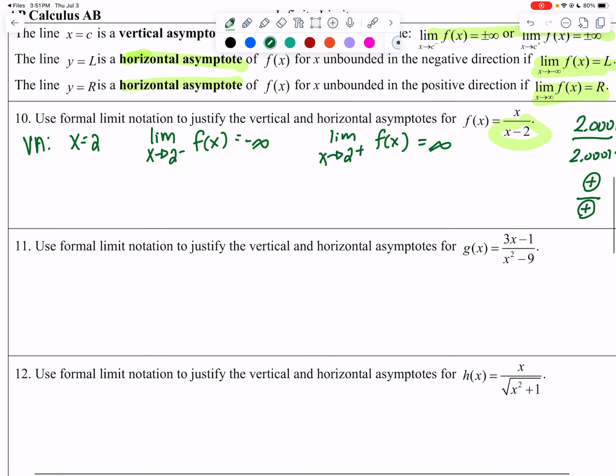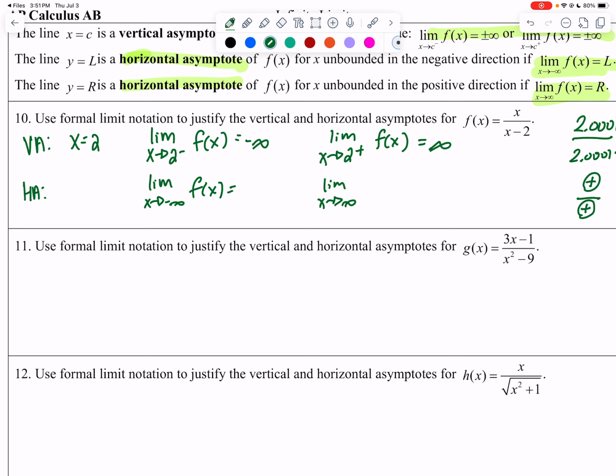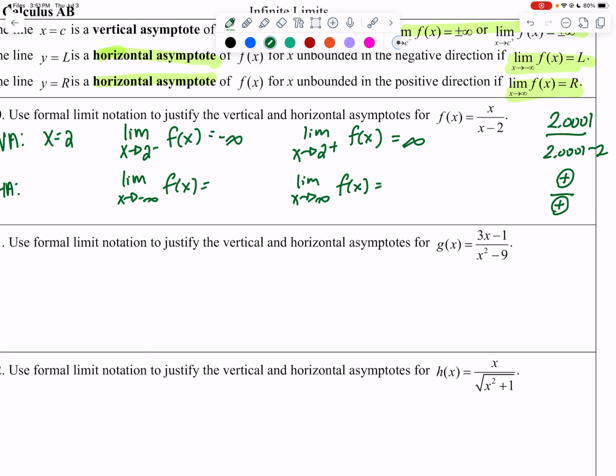And then we have our horizontal asymptote. So this one right here, we are going to look at what's happening as x approaches negative infinity, and then what happens whenever x approaches positive infinity. Now for this one, you might look at this and think about how this is a rational function. So we could just look at the degree of the numerator and the denominator, which you can, which is essentially 1.